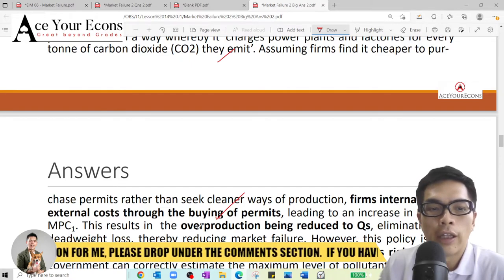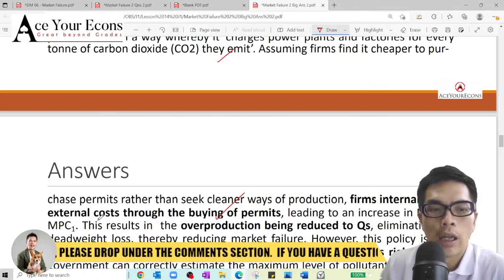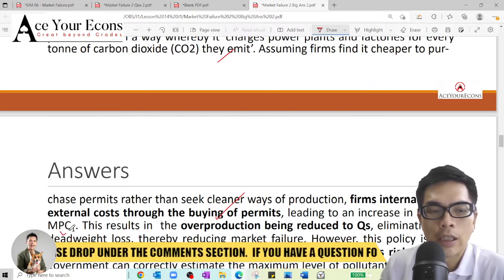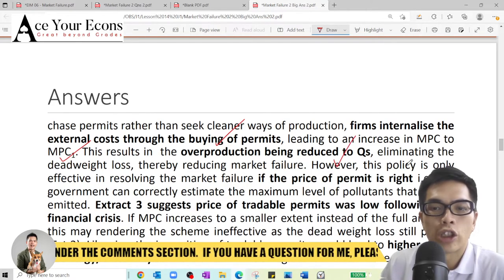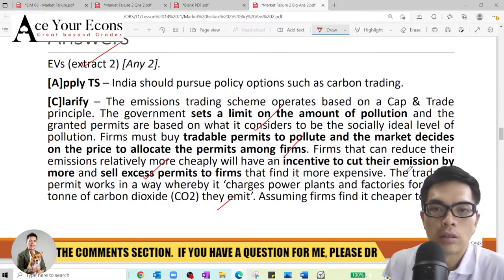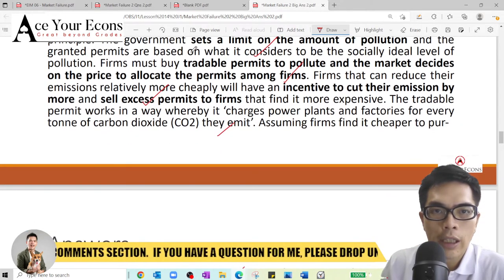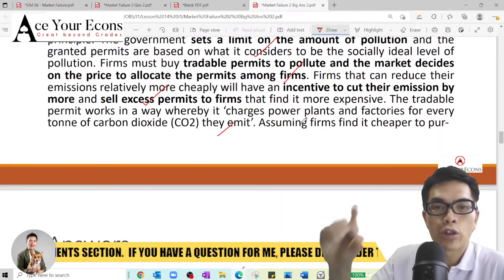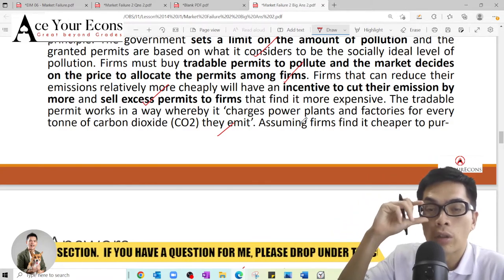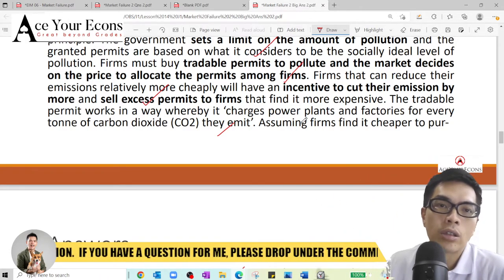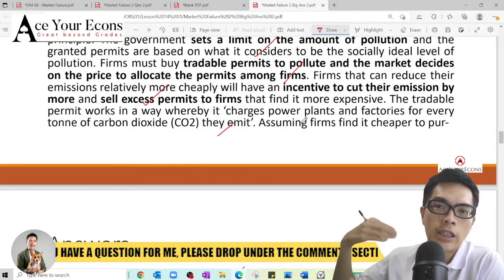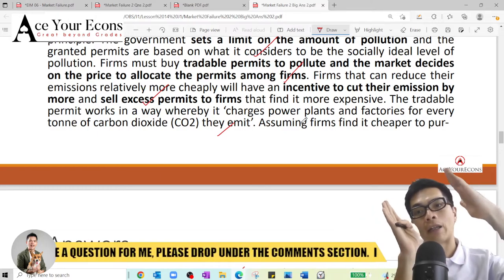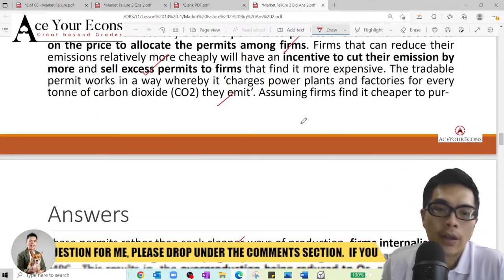Firms will internalize the external costs through the acquisition of additional permits, and this will result in the MPC curve shifting to the left. This will correct the overproduction. You realize that we didn't talk about the clean firms shrinking the level of MEC because it's not really required. It's good to have. If time permits, you want to talk about when clean firms decide to adopt cleaner production means, over time the level of MEC will be lesser and lesser.